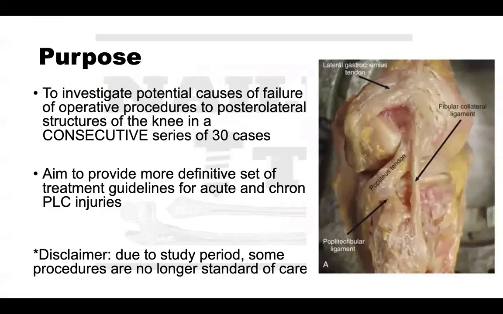And so this paper was trying to look at how to guide treatment for these PLC injuries between acute and chronic injuries. But this study period happened from 1983 to 2003, and so a lot of these procedures aren't really done anymore, some of the ones that they chose to do that we'll talk about in a second.